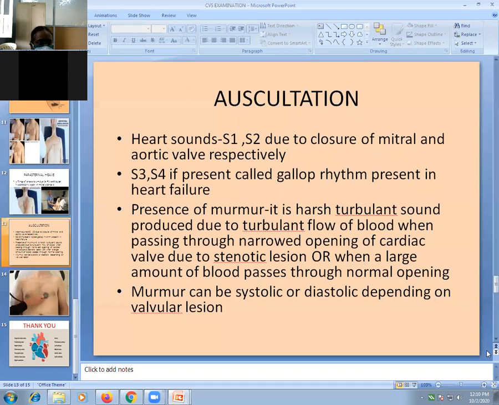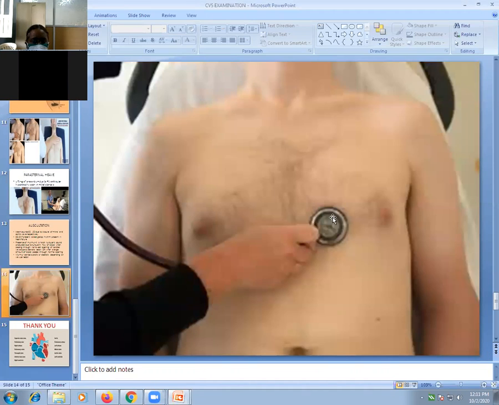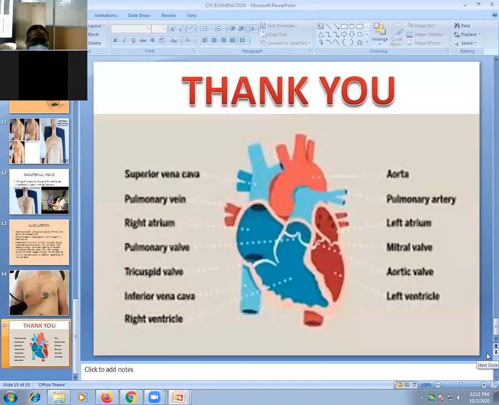You just write down murmur is present, or if not, murmur is not present. But there is no need to differentiate whether it is systolic or diastolic for you people. So presence of murmur and heart sounds, these are the two points in auscultation. You have to keep the stethoscope over the mitral area and auscultate the heart sounds and the presence of murmur. So this completes your examination of the cardiovascular system.